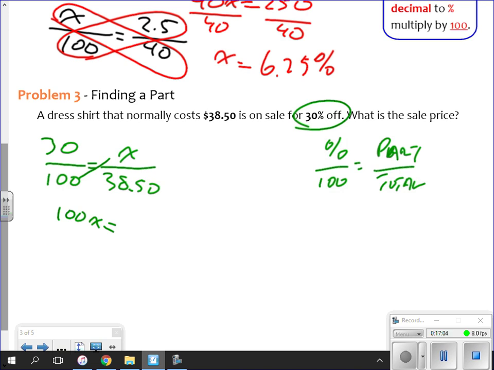And you get 1,155. Divide both sides by 100.